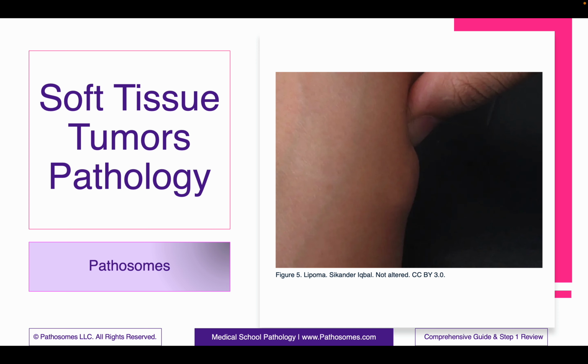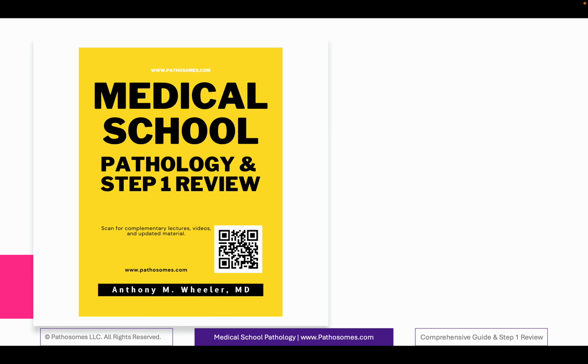Now you're looking at this image and you're like, what's that little protuberant hump there? I bet it's a lipoma. We're going to be discussing this and much more in this presentation on soft tissue tumors pathology.